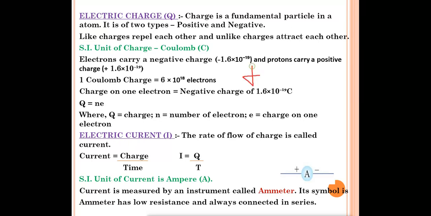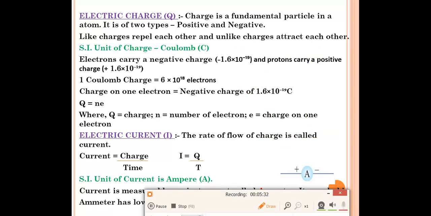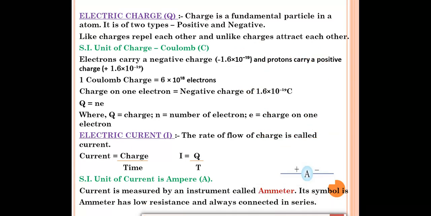Suppose we have this positive charge, and this one is our negative charge. If the positive charge and negative charge come close to each other, what will they do? They will attract each other. So we can say unlike charges attract each other. But if positive and positive charges come close to each other, they will repel each other. So we can say that like charges repel each other. These topics you have read in your junior classes also. Like charges repel each other, unlike charges attract each other.